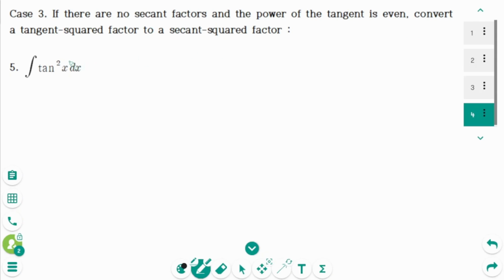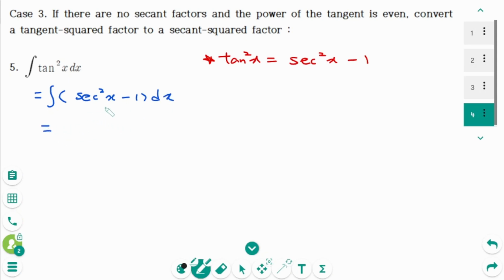Case 3. This is what case 3 explains. Question 5. If there is only tangent squared x, using the trigonometric identity, tangent squared x equals secant squared x minus 1. So we can rewrite as integral of tangent squared x is secant squared x minus 1 dx equals integrate secant squared x is tangent x minus x plus c.